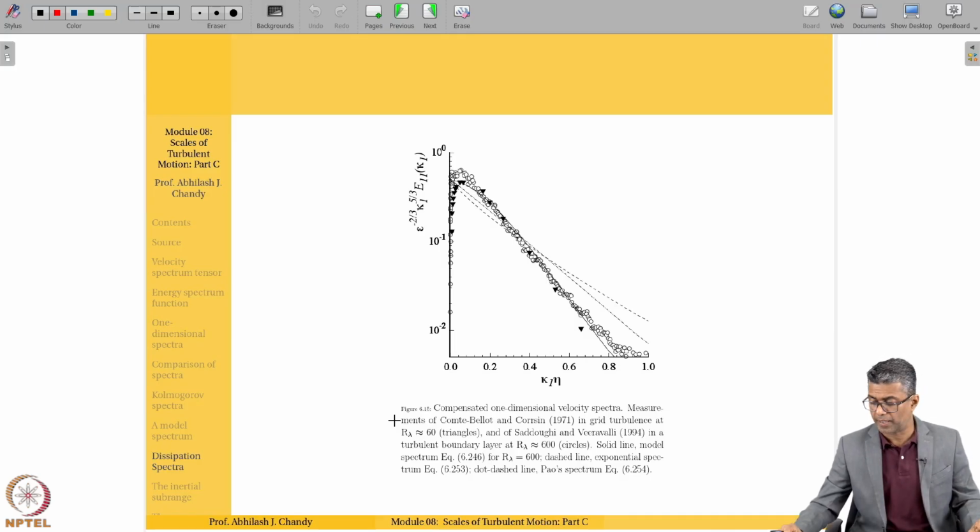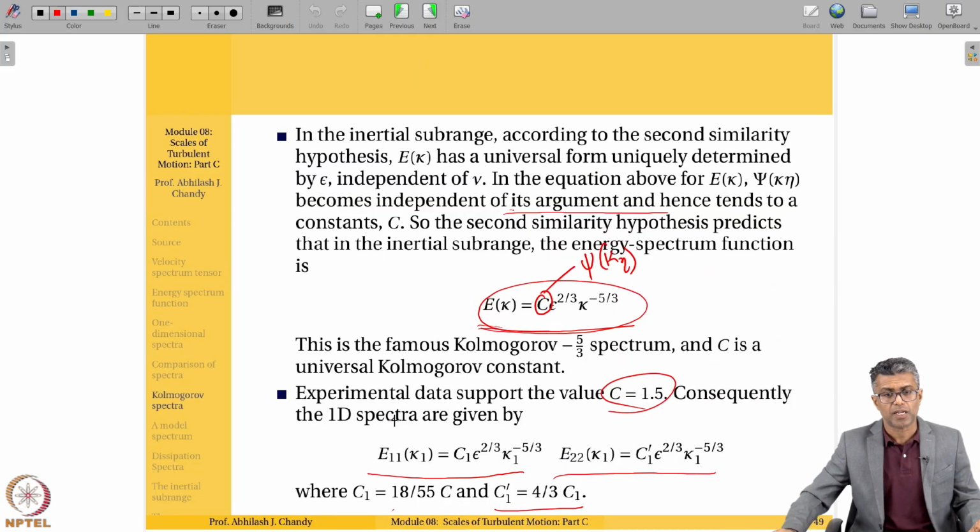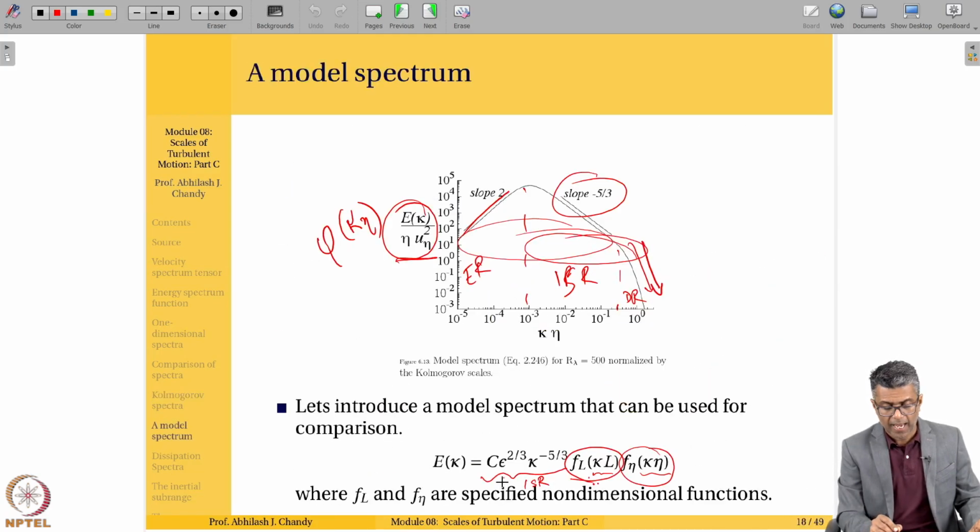Now where am I getting that from? I need to go back through my slides to see. Now look at this. I have epsilon to the 2/3 kappa to the minus 5/3 times FL, F eta. So now if I take this to the other side, isn't it?